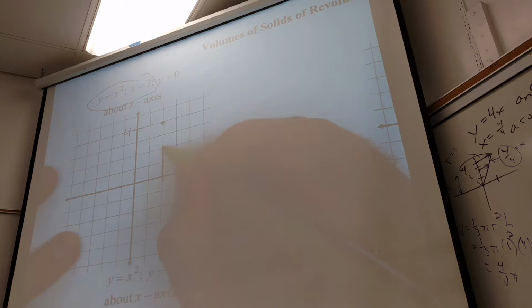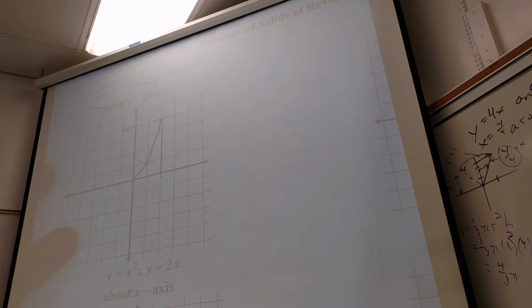So x equals 2 is like this. y equals x squared is like this. And y equals 0, of course, is the x-axis. Cool. I like it. So that's the region we're talking about, and I'm going to rotate it around the x-axis.